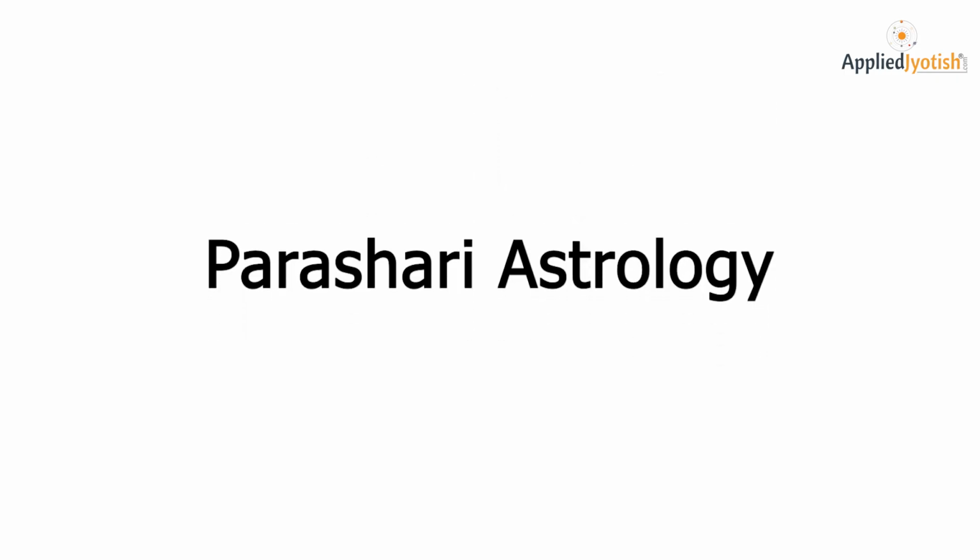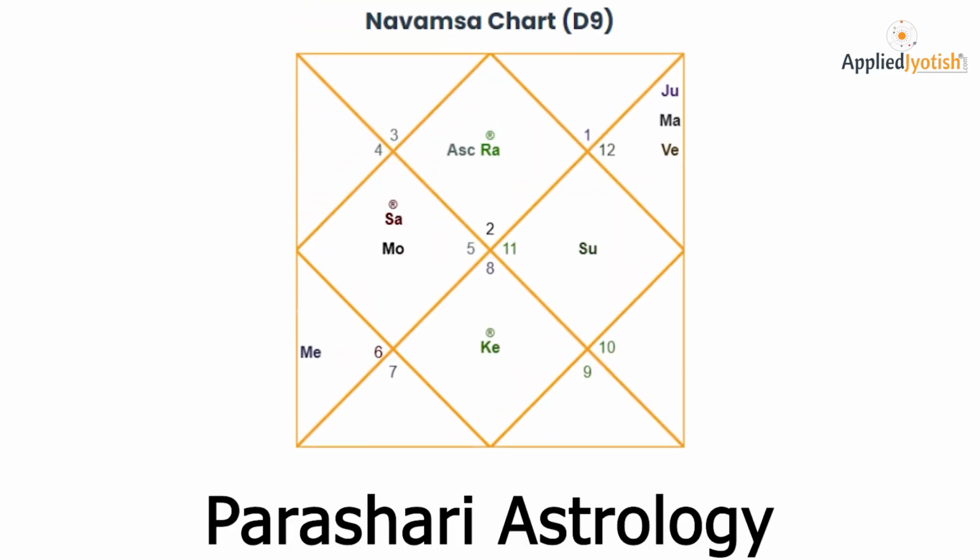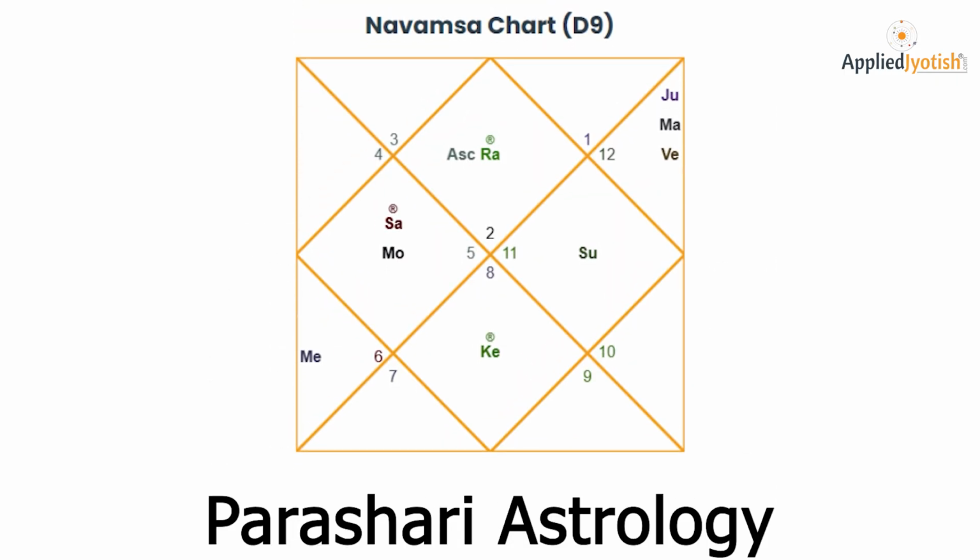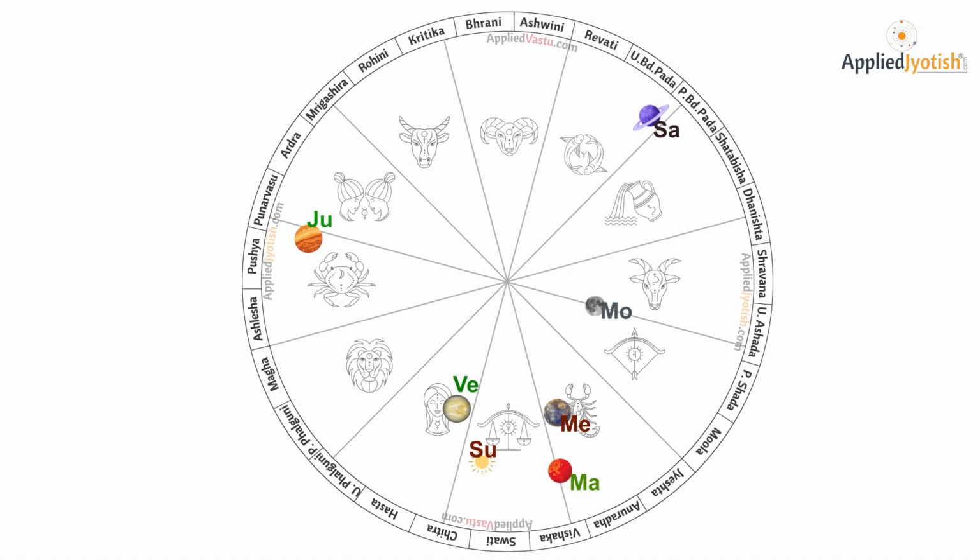According to the Parashari astrology system, the construction of the Navamsa Kundli, that is the D9 chart, is based on the theory of nakshatra padas and rashis. The Navamsa Kundli will be explained separately in an Applied Jyotish class. Video link will be given in the description.